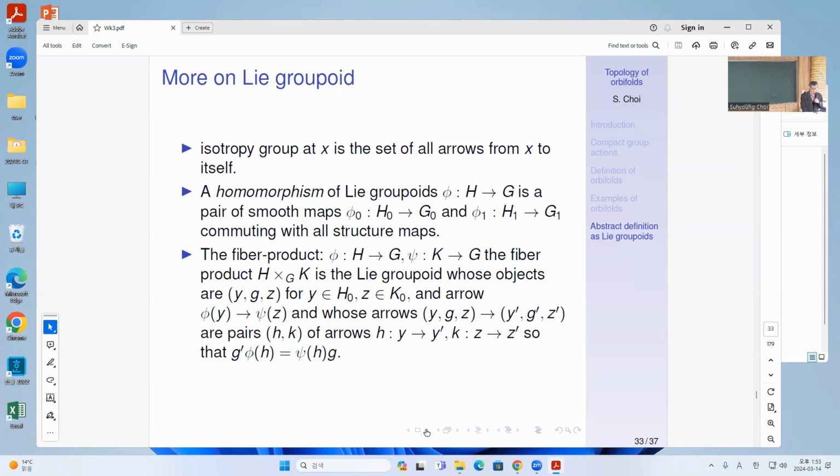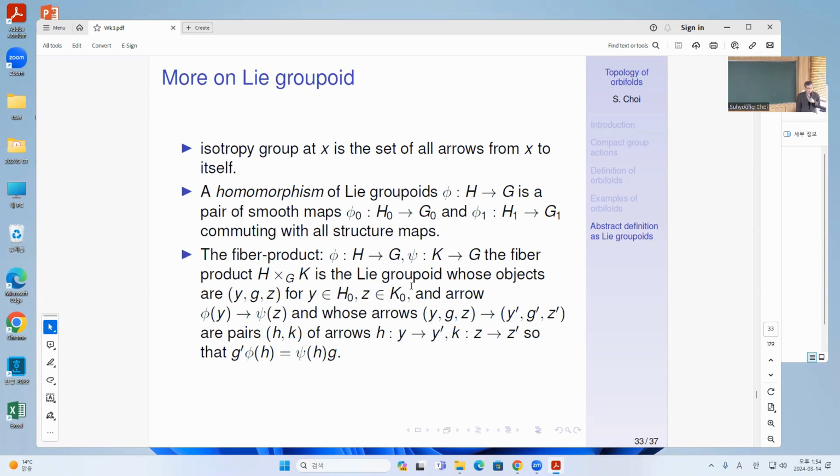So that will be called the groupoid homomorphism. And fiber product, I don't think we need it, but probably need it in some part of the proof. So we have two homomorphisms, from H to G and K to G. G is the same groupoid, and then you can form a fiber product. This is a groupoid whose objects are the triples (Y, g, Z) for Y in H0 and Z in K0, and g an arrow going from phi(Y) to psi(Z). These will form some manifold, and these are the objects. The arrows will be the pair (h, k) of arrows, h to Y prime and k to Z prime, so that there's a commutativity condition here.